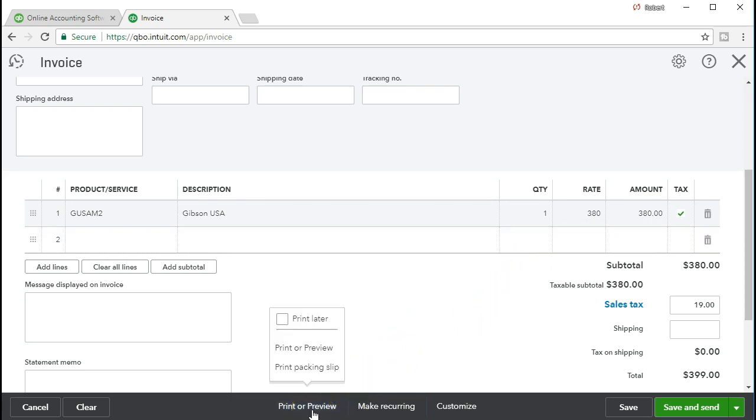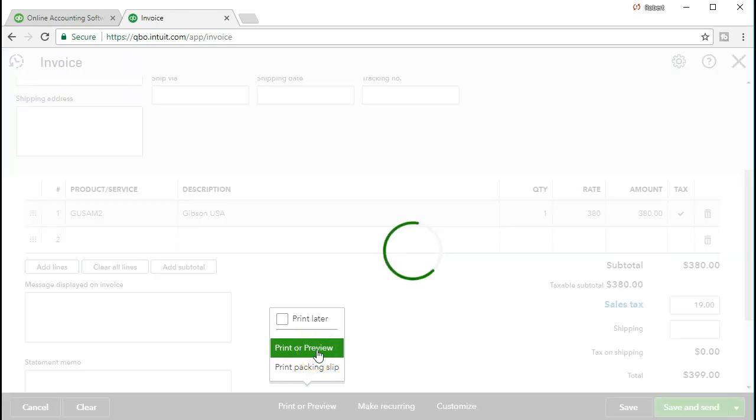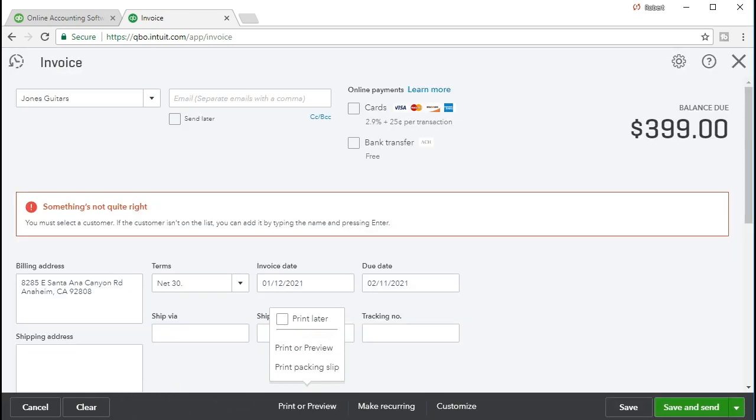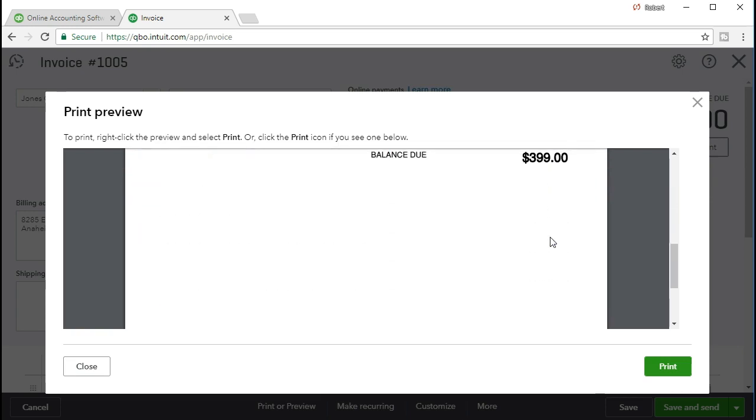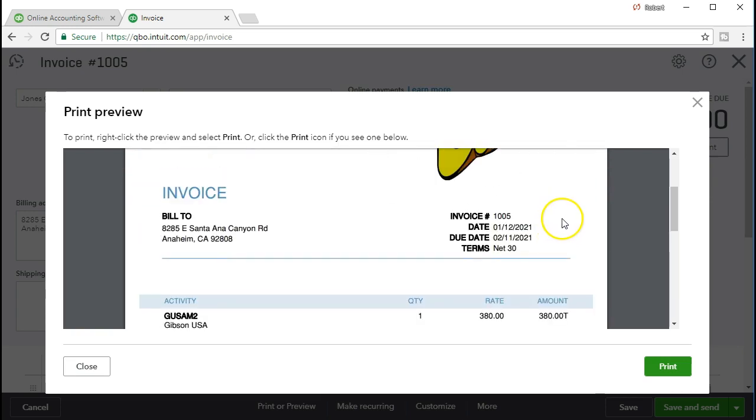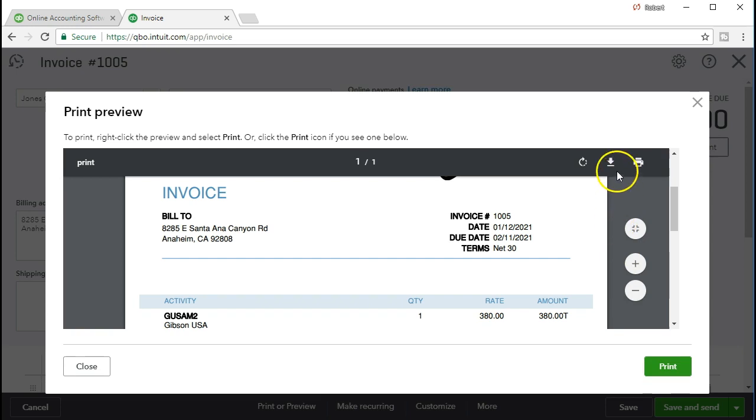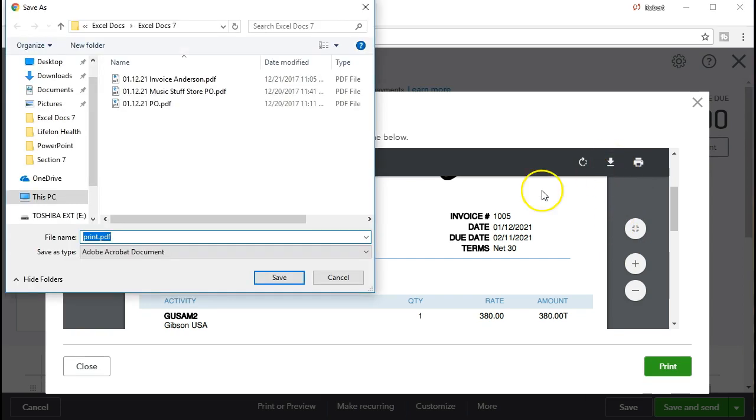So we'll say print preview. We want to print or preview, and here is our item. We're going to go ahead and save this. So I'm going to print this item, or just download. Let's go up here. Let's download this item. And there it is. And we're going to say it's going to be an invoice.